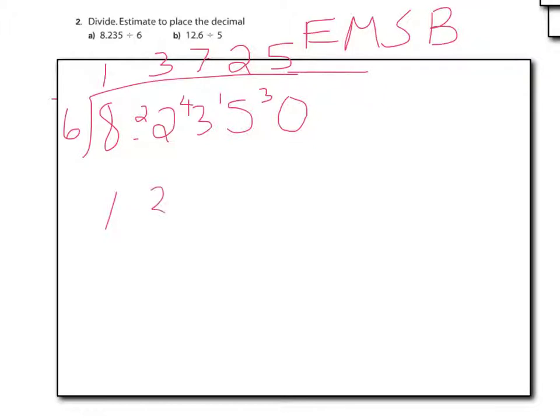So 1, 3, 7, 2, 5 is my answer. I need to place my decimal. I can just bring it straight up as long as I've placed my numbers correctly. I can estimate to confirm that my decimal is placed in the right spot. 6 divided by 8. Well, 6 is pretty close to 8. It's going to be 1 and a little bit more. So 1.3725 makes perfect sense.